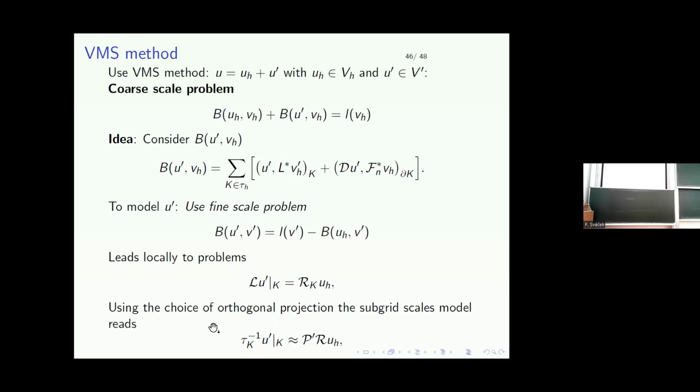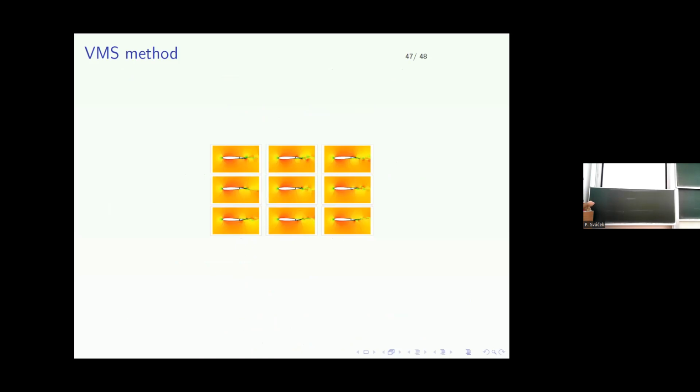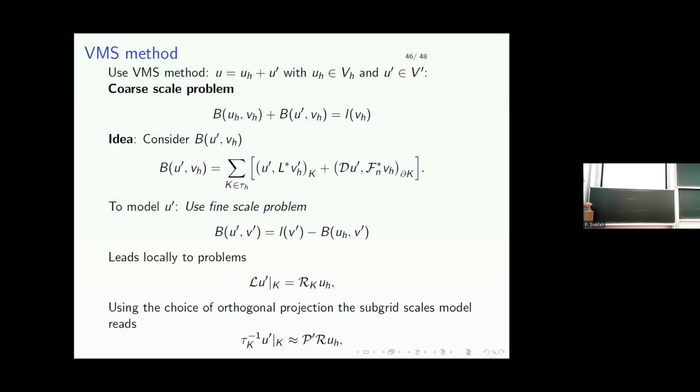Using the orthogonal projection to separate scale models, we approximate the operator L by some operator tau_K to the minus 1, which is basically a matrix operator, which gives you the model to be used for the variational multiscale method. Then we tested it and obtained this for the three degrees of freedom. There are some computations, and the computations also work for high Reynolds number. In fact, in this case it can also be considered as a kind of stabilization.